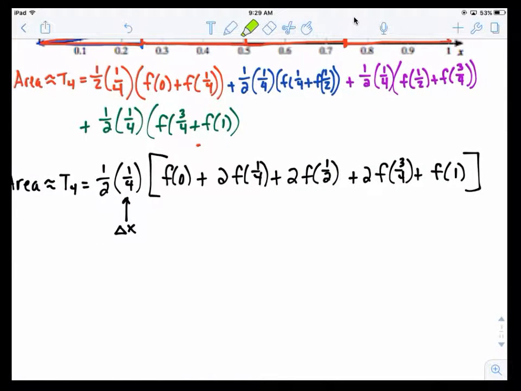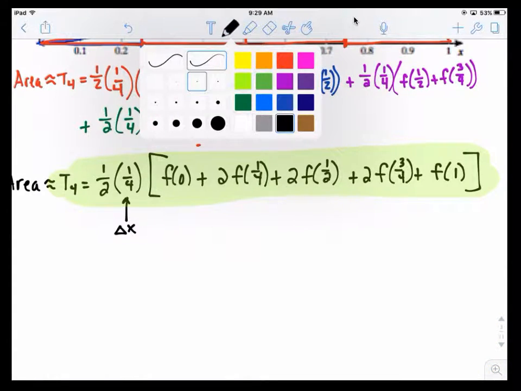All right, so that right there, you guys really need to commit to memory. That's your trapezoid method. That appears a lot as test questions. So again, it's always 1/2 times the height, or delta x, and then it's 1 time the first and the last endpoint, and then 2 times everything in between. Does that make sense? I'm not pulling anything out of thin air.